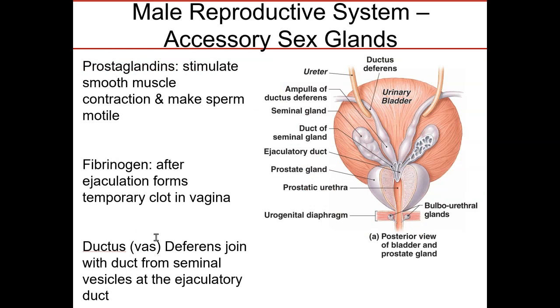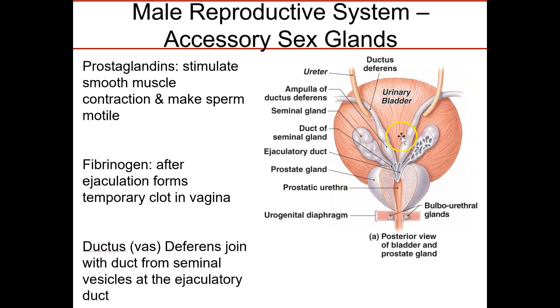There's some other secretions, some other things inside these secretions from the seminal vesicles. There's prostaglandins. These are hormone-like chemicals. They're in the semen, and they do a few things. They help with the muscle contraction, the peristalsis, to help the sperm get out, and they help them swim. Fibrinogen, you heard about this back when we looked at blood. Well, it forms a temporary clot of the semen inside the vagina so that the semen can stay in there longer to increase the chances of fertilization.